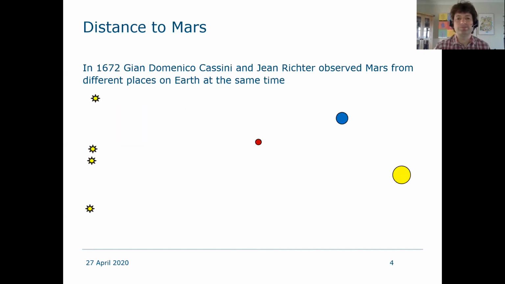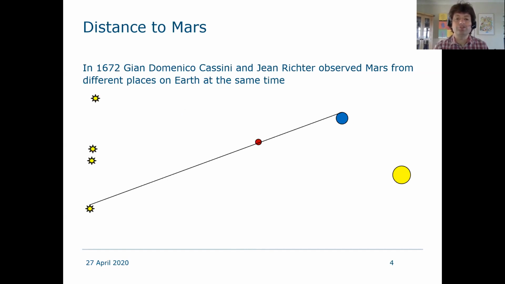How this one distance was found was by Giandomenico Cassini and Jean Richter. They observed Mars from different places on the Earth at the same time. So in this diagram, the yellow circle is the sun, the blue circle is the Earth, the red circle is Mars, and the dots on the left-hand side are the distant, apparently fixed stars. So Cassini and Richter observed Mars from the Earth at different locations at the same time.